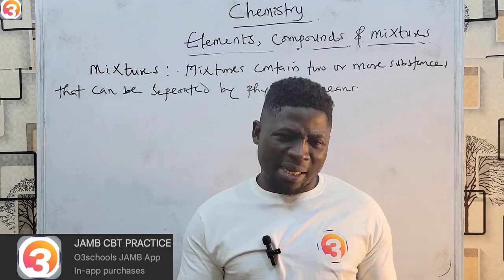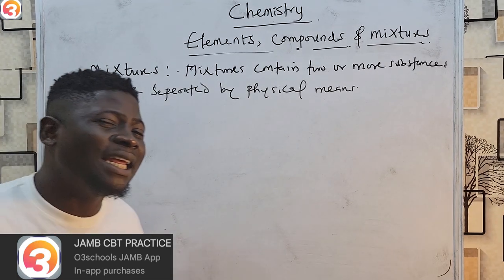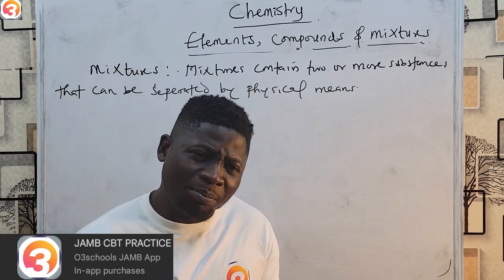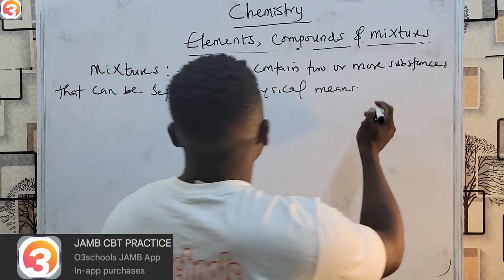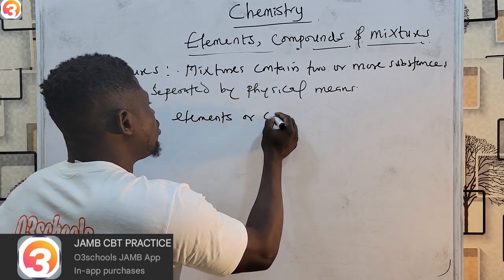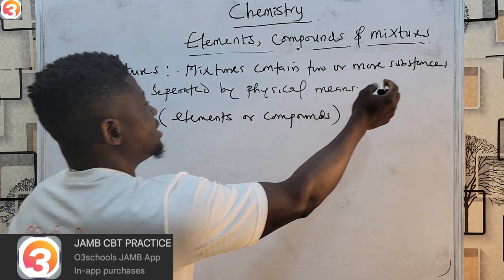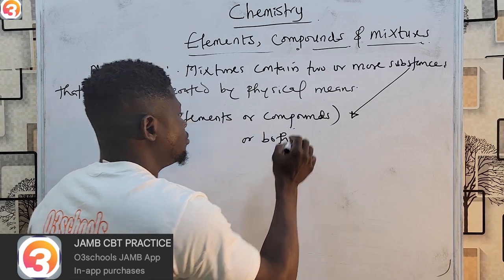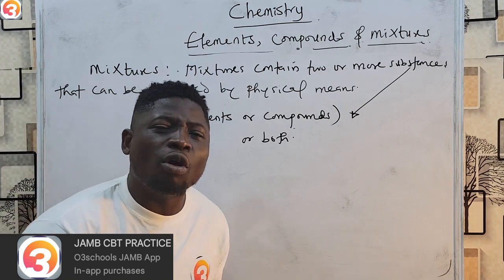So what does this tell us? This means that mixtures are not chemically combined together. They are not like compounds. Another important thing you need to know about mixtures is that the substances that make up mixtures can be either elements or compounds, or even both.